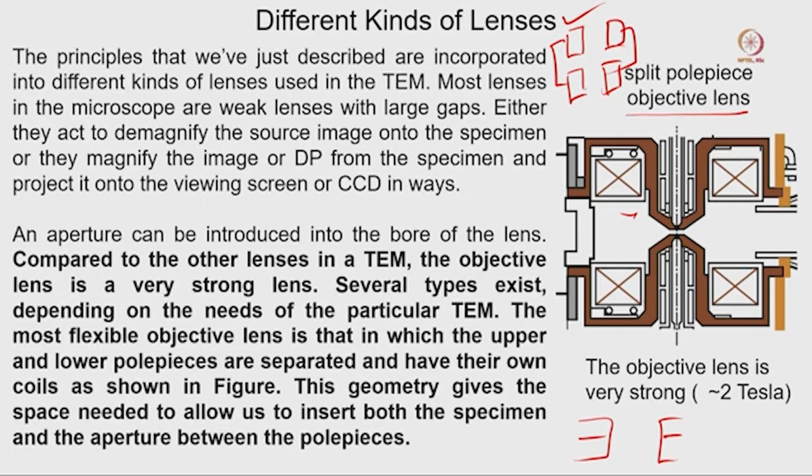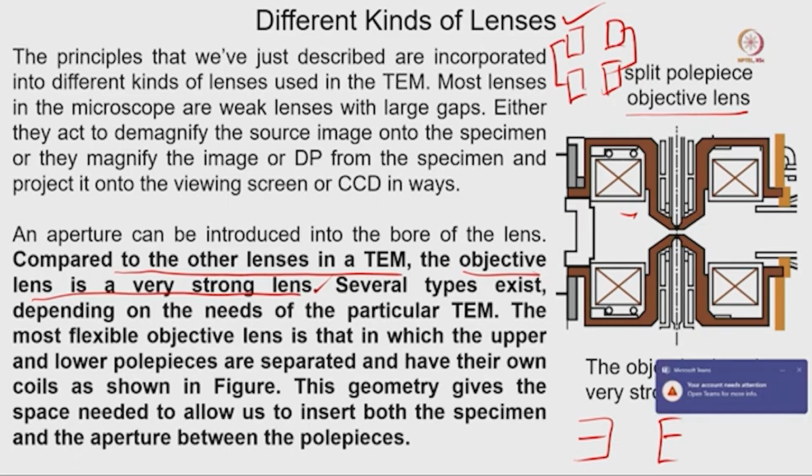So, if you go through this, we can see that compared to other lenses in TEM, the objective lens is a very strong lens, because the objective lens and the last condenser lens together have to converge the beam very strongly. Here you can see the objective lens mentioned as very strong, and the overall magnetic field of the objective lens, if you just consider roughly, is 2 Tesla.